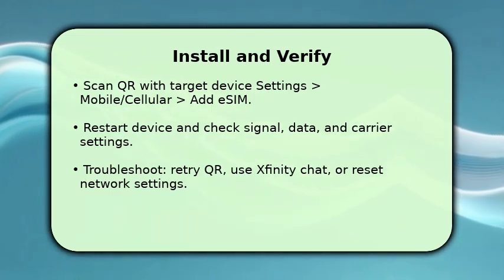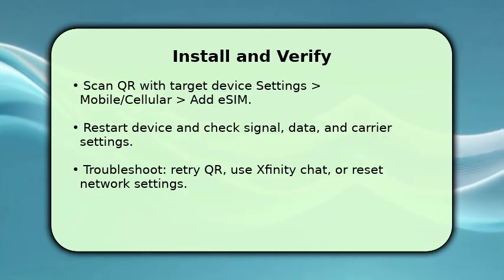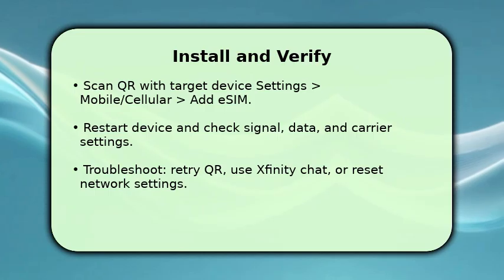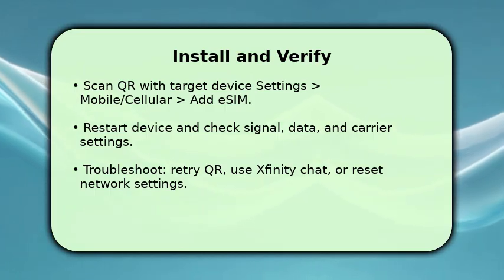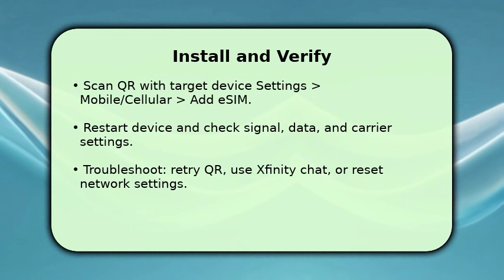If activation stalls, retry scanning, request a new QR from the app, or contact Xfinity Chat. Make sure Wi-Fi is off during final activation so the SIM can register on the network.